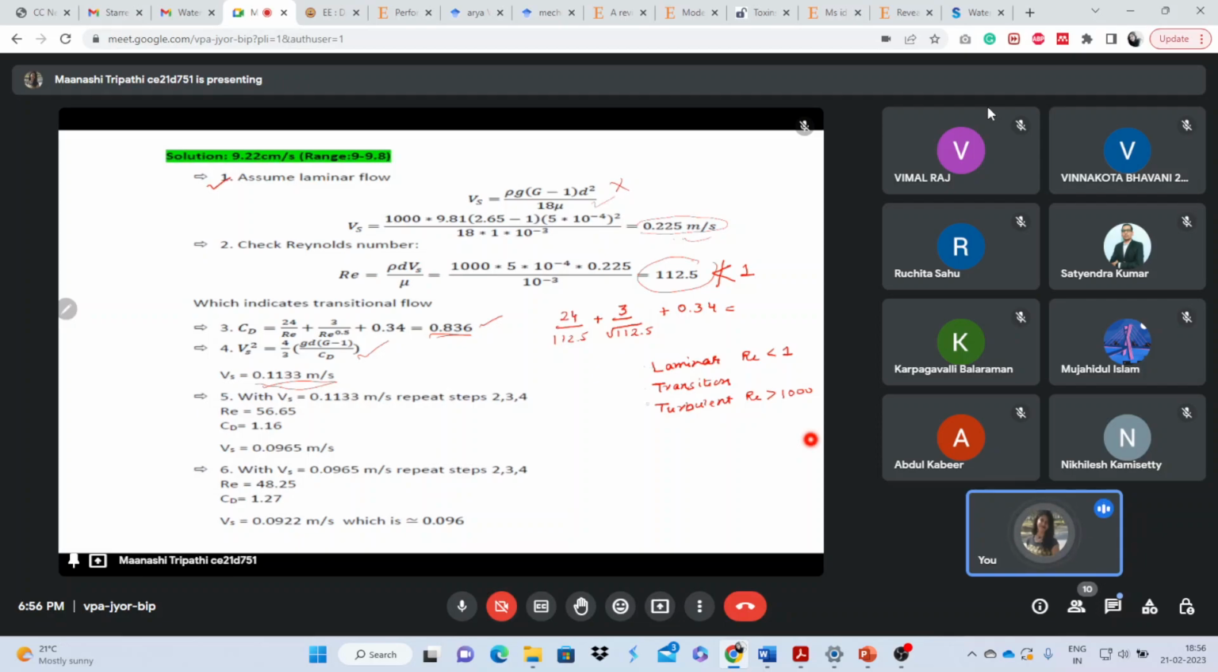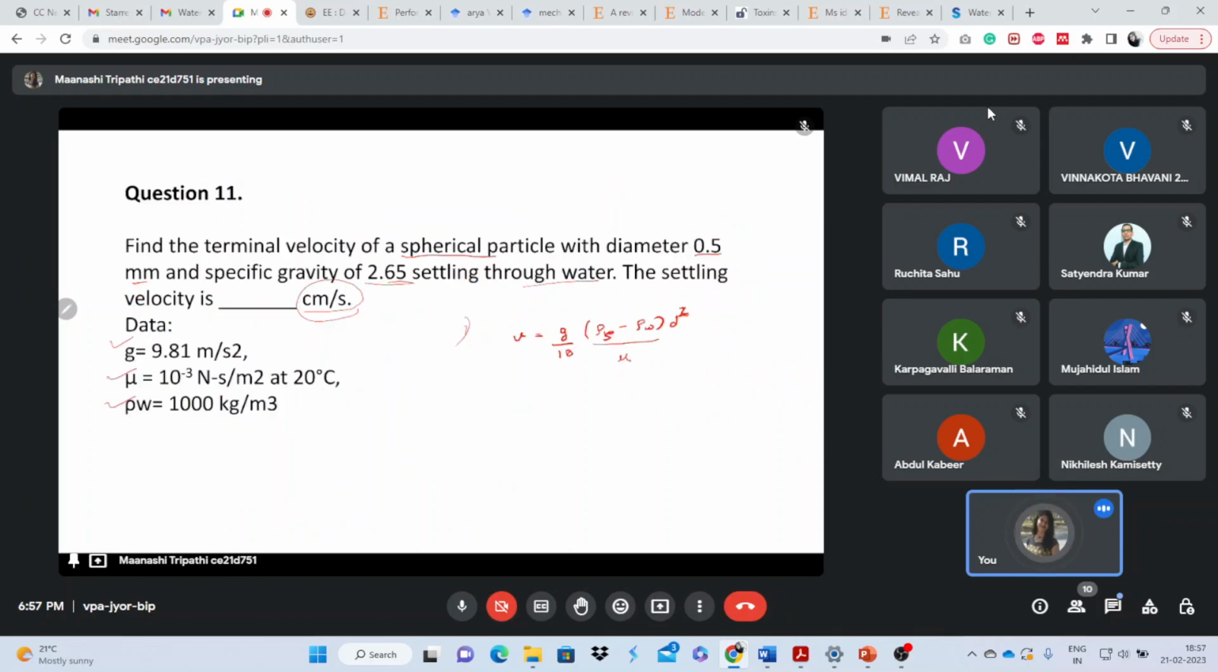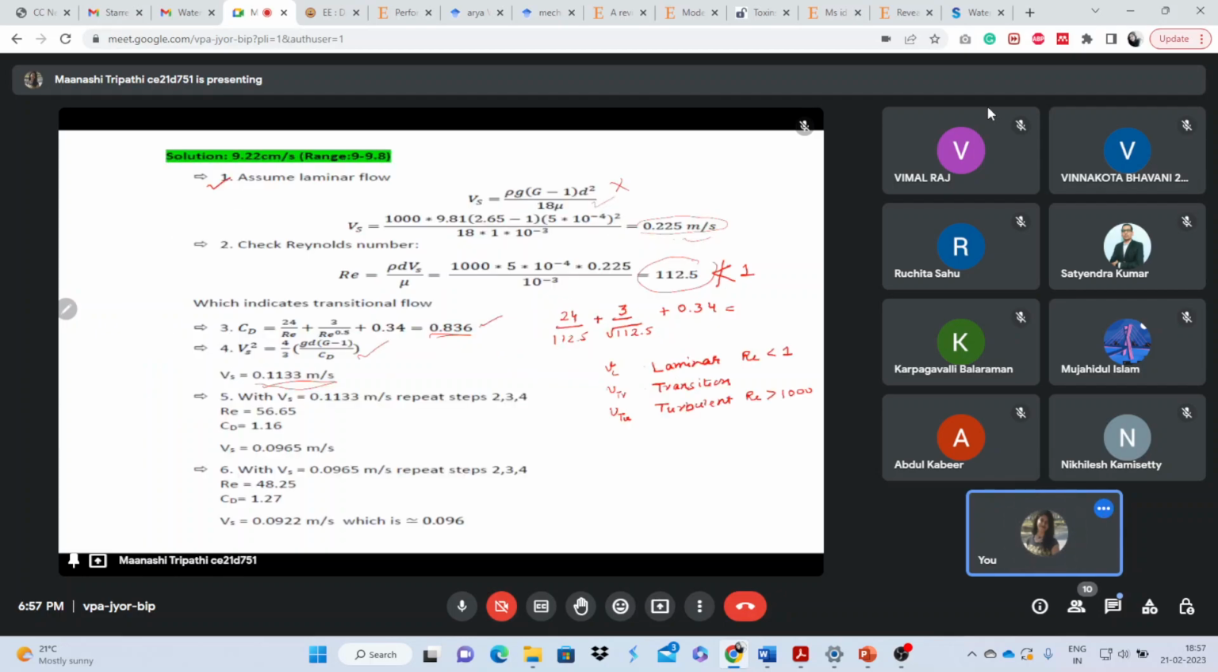For all three types of flow, we have different velocity equations: laminar, transition, turbulent. So whenever we get this type of question, first of all, we will assume it as laminar and put it in the Stokes equation. After that, we will get some value of velocity. But we have to check whether the flow type we assumed is correct or not. Then we check the Reynolds number, rho d Vs.